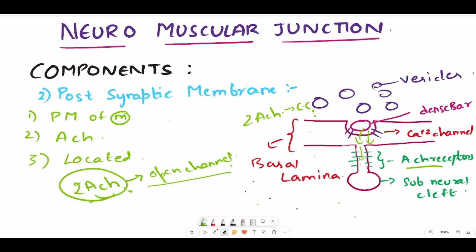Let me just repeat the points to be included under this. The first point is that it is a plasma membrane of muscle. Second, it has acetylcholine receptors, which are acetylcholine gated channels. Third, these are located near the subneural cleft, and these channels lie immediately below the dense bar, so that the acetylcholine which is released can easily enter into these channels. Normally we require two acetylcholine molecules to cause a conformational change in order to open a channel. So write these points and this component will be done.